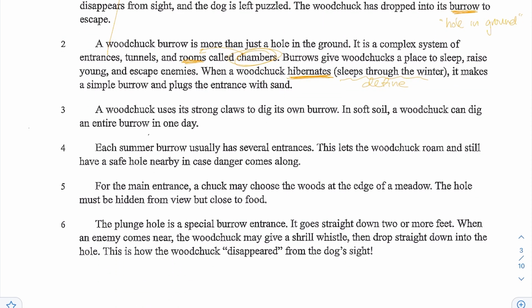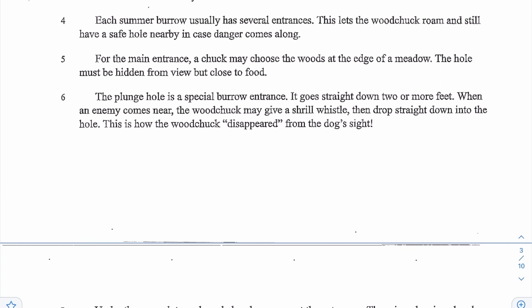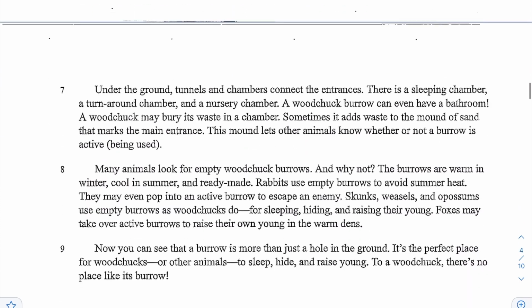A woodchuck uses its strong claws to dig its own burrow. In soft soil, a woodchuck can dig an entire burrow in one day. Each summer, a burrow usually has several entrances, and this lets the woodchuck roam and still have a safe hole nearby in case danger comes along. For the side entrance, a woodchuck may choose the woods at the edge of a meadow. The hole must be hidden from view but close to food. The plunge hole has a special burrow entrance. It goes straight down 2 or more feet. When an enemy comes near, the woodchuck may give a shrill whistle and then drop straight down into the hole. This is how the woodchuck disappears from the dog's sight.